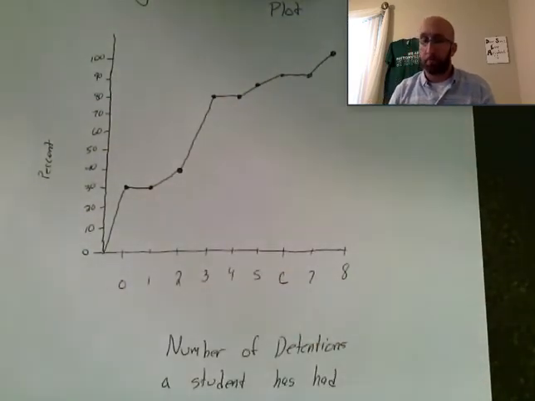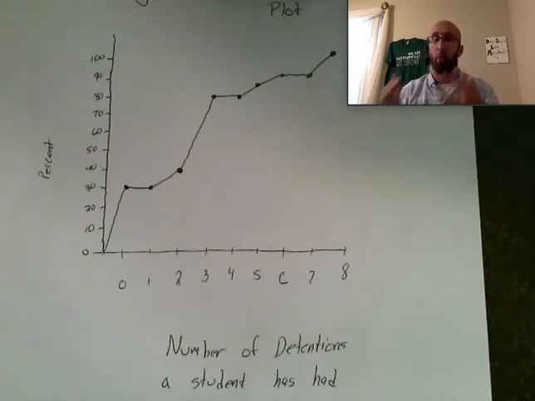So other things to focus on with ogives, or cumulative relative frequency plots, is you want to look at the slopes. You want to look at the slopes.